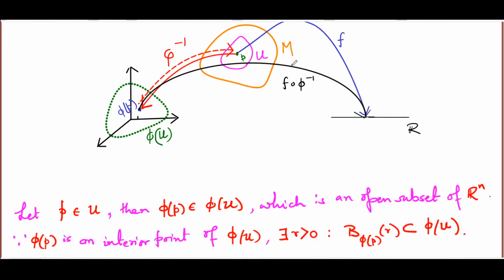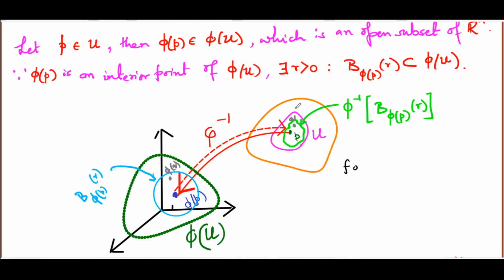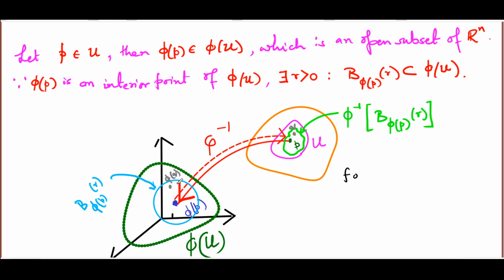Now, for this what we will do is the following. Here we are seeing this in a bit more enlarged fashion. Say point P maps onto phi of P. Now phi of P is an interior point of phi of U. It has to be because phi of U is an open set and therefore all points are interior points. And therefore, there must exist some positive value of R such that the ball B(phi P, R), that is a ball centered at phi P of radius R, must be completely contained inside phi of U.